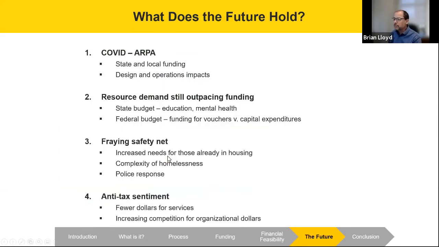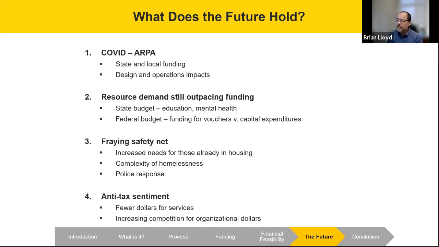Great. So I'm going to do top for just a couple more minutes, and then I'll take questions for the last 5. So what does the future hold? Obviously COVID has been an incredibly huge impact in our industry, both in terms of need and in terms of funding available. It also, though, I think will have a longer term impact on our way of thinking. How do we design properties and how do we operate our properties, especially when we're dealing with vulnerable populations?